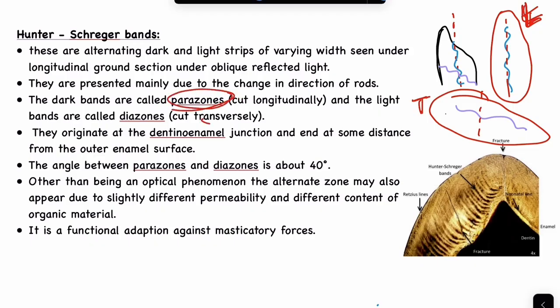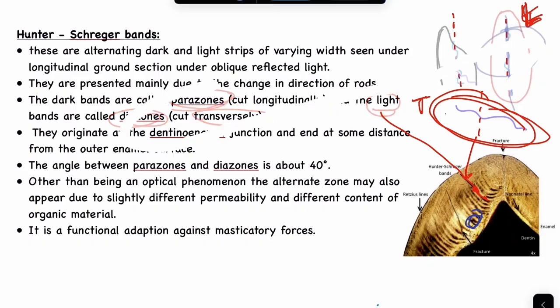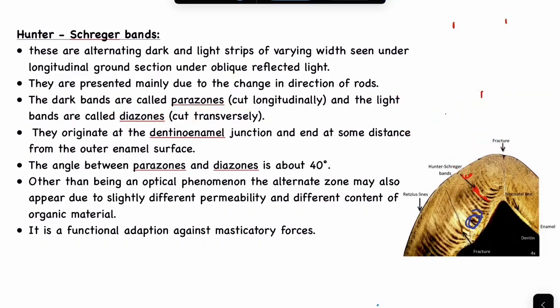And the rods which are cut transversely are called diazones. These diazones appear light. Okay, so these light bands you see here are these enamel rods. They are cut transversely and they appear light. And these dark bands you see in here are the parazones. Okay, and they are cut longitudinally. So this is the entire concept of light and dark bands, Hunter and Schreger bands.